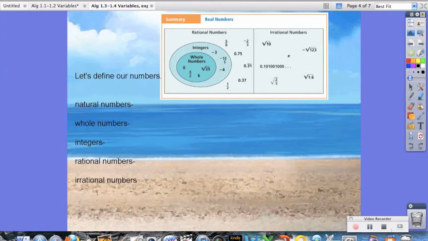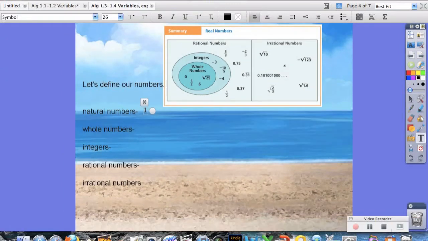So we're going to go ahead and start by defining our numbers, starting from the very smallest portion, which is natural numbers. If I were to ask you to count, you would start off with, I'm guessing, 1, 2, 3, 4, 5, because these are the numbers that come most naturally. Therefore, natural numbers are going to be 1, 2, 3, etc.